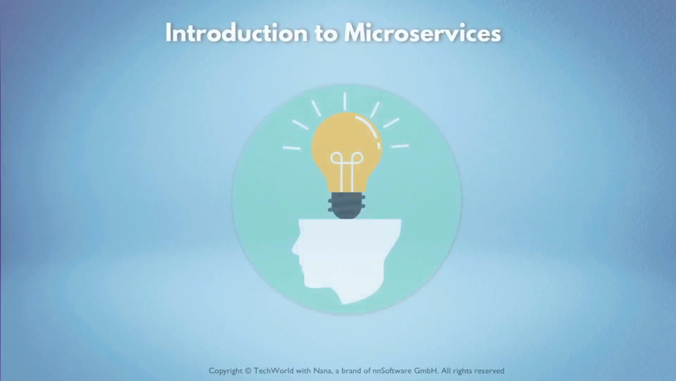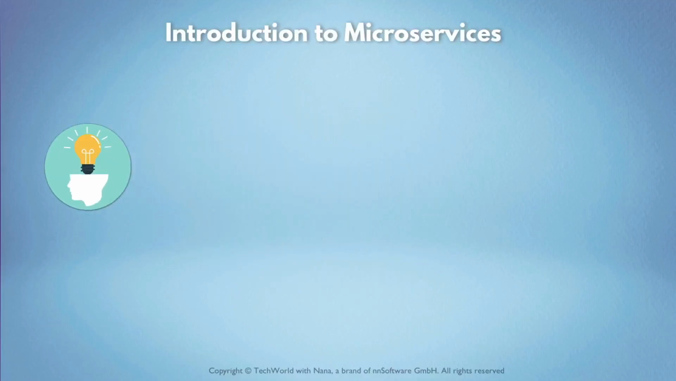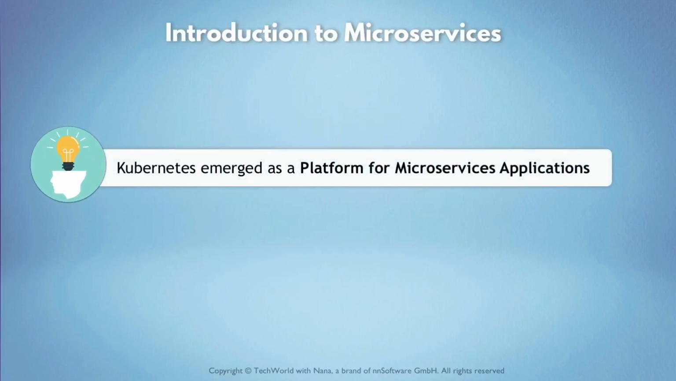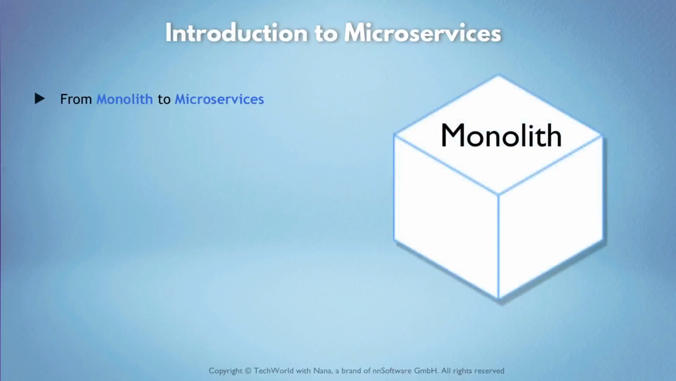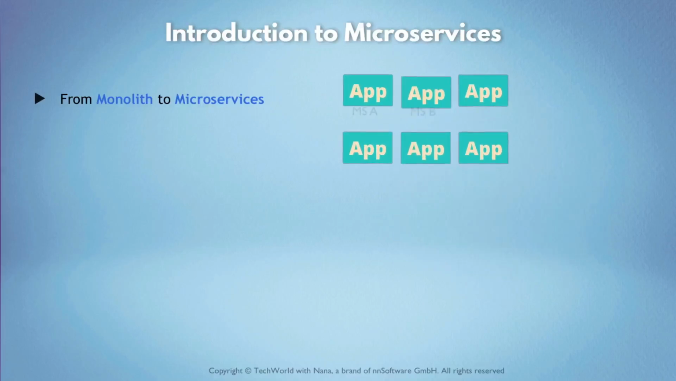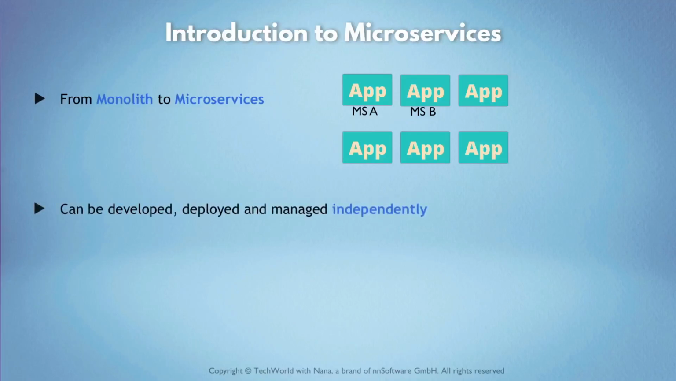At the very beginning of the Kubernetes module, you learned that Kubernetes emerged as a platform for microservices applications. So basically, the traditional big monolith applications evolved into applications that are made up of multiple smaller applications that can be developed and managed and also deployed independently of each other.